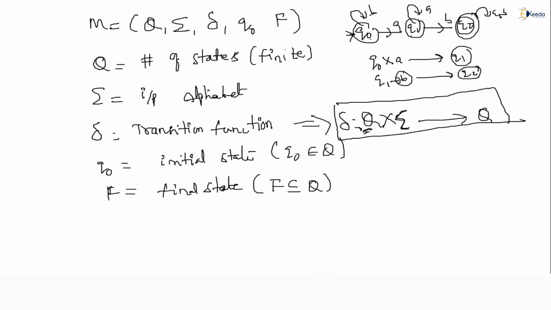So you can define FA as a 5 tuple, this 5 tuple representation, like I mentioned. So please note down, all of you.